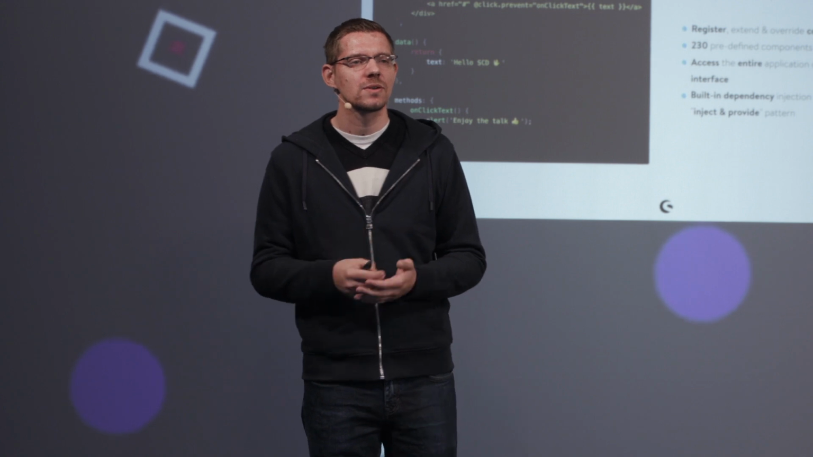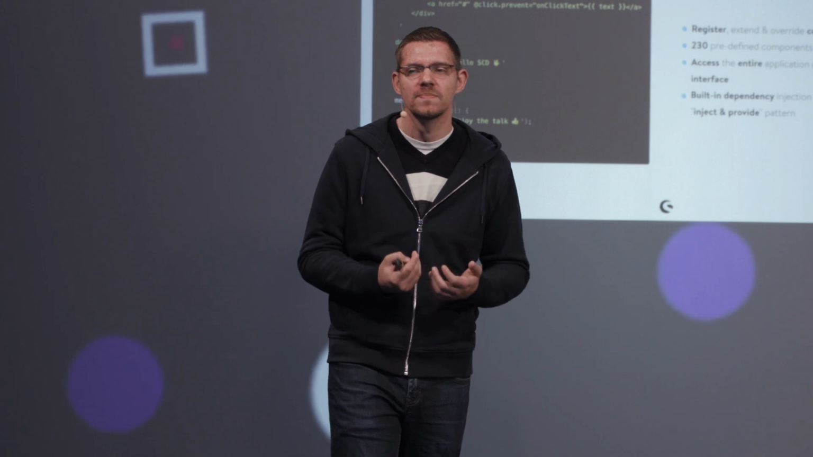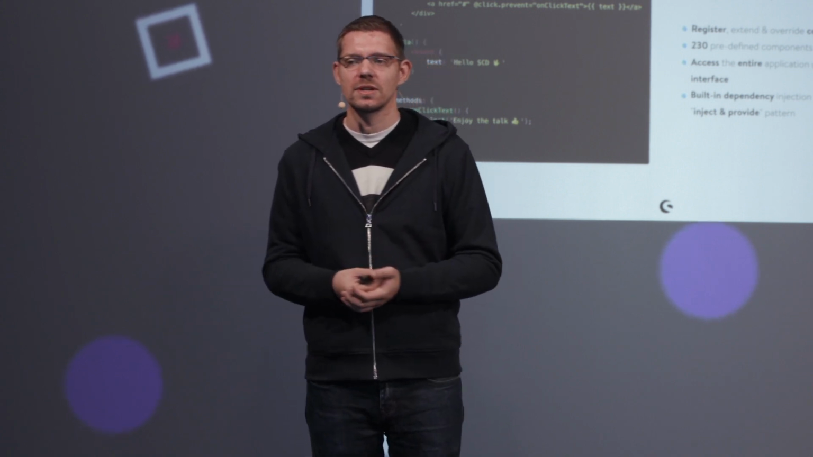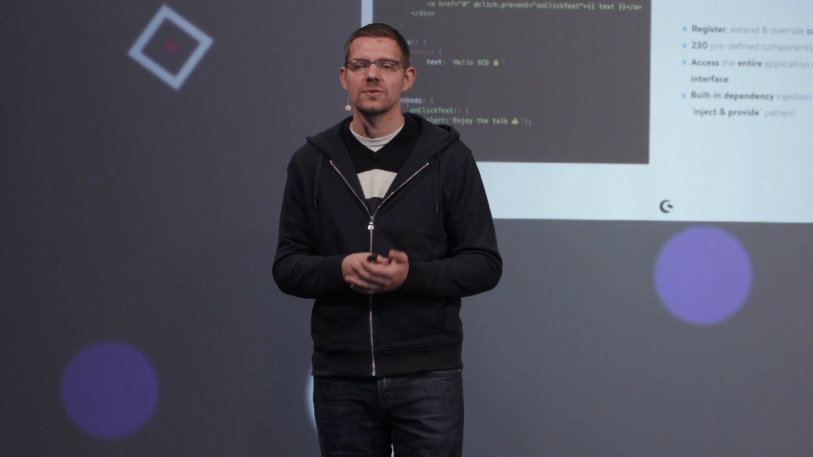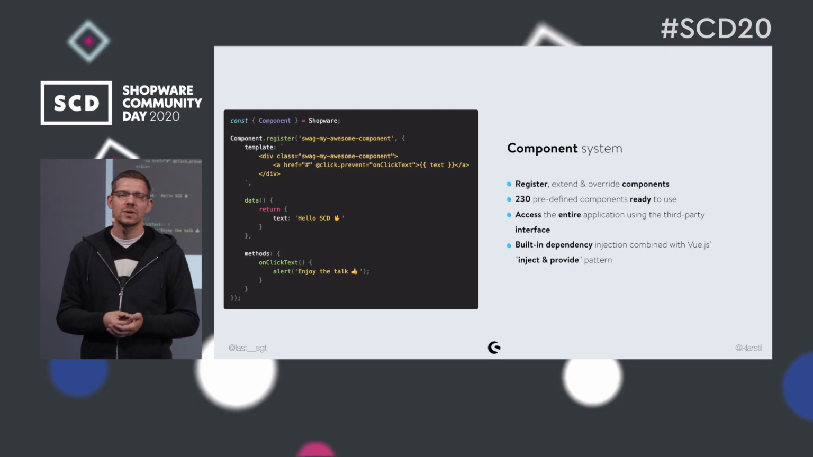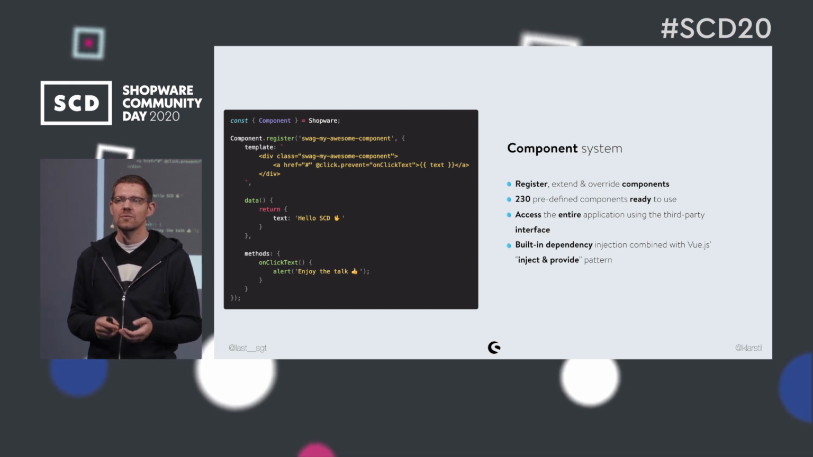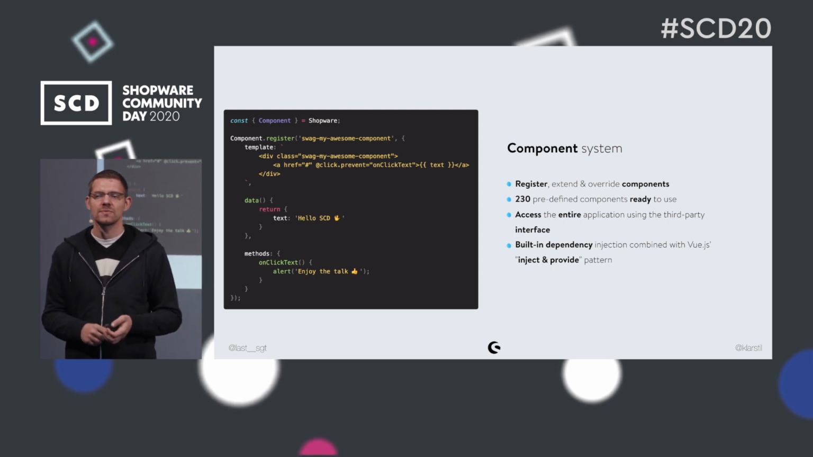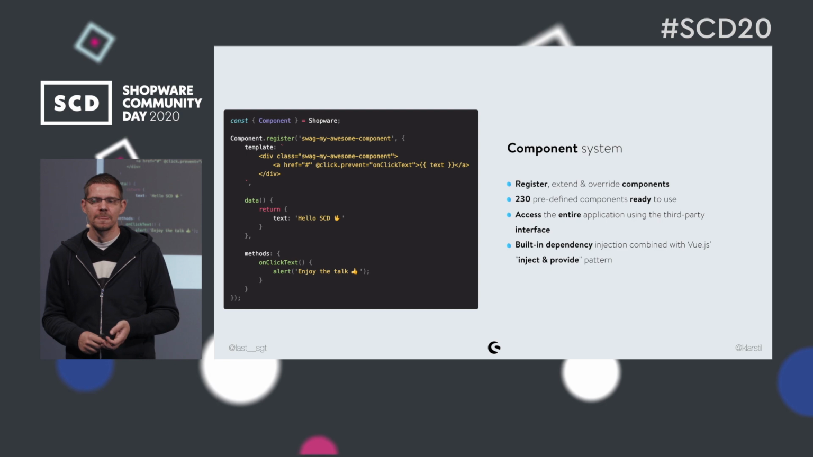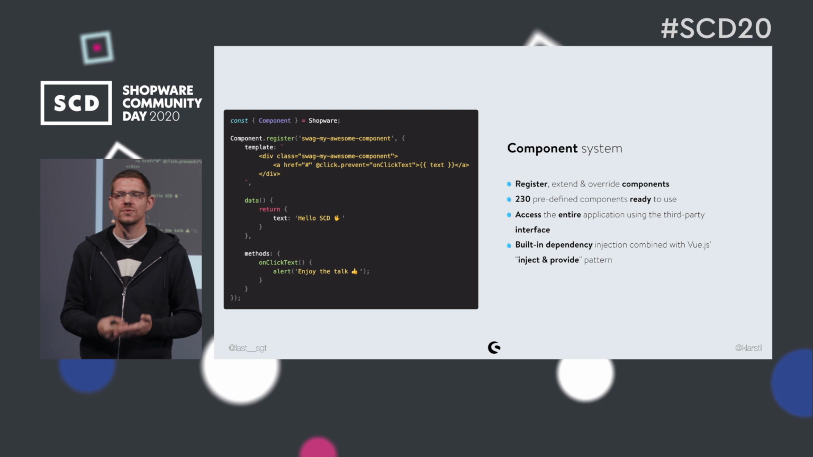So now we know a little bit about components, and we heard a lot about them already. So how is it working here? We created something which we call the Shopware third-party interface, which provides a wrapper around the Vue.js components. This wrapper allows us to register new components as well as extend and override existing components. But not only that, the administration comes with something we call the component library. It is a library containing 230 predefined components ready to use for you.